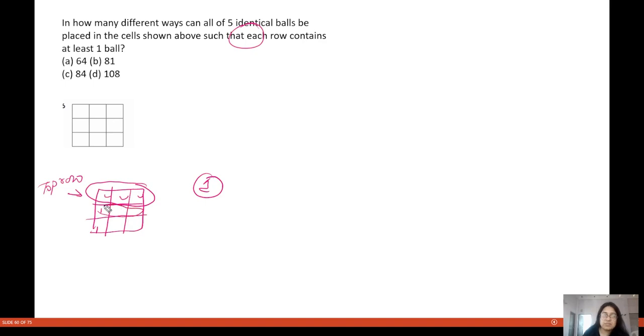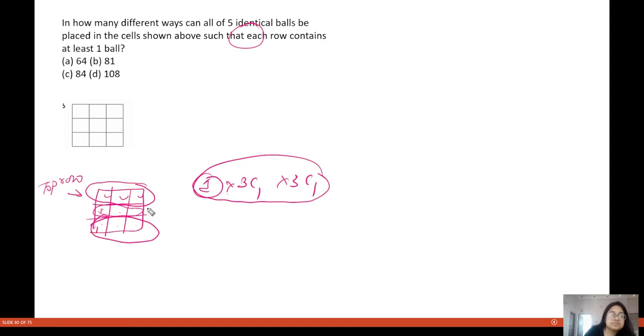But when we are putting balls here, we have to select from one of these boxes, so that can be done in 3C1 way. And similarly when we have to put in one of these boxes, that can be done in 3C1 way. But see, either we can put three balls here, or here, or here. So there will be three cases of doing this. So there will be three ways of doing this thing.